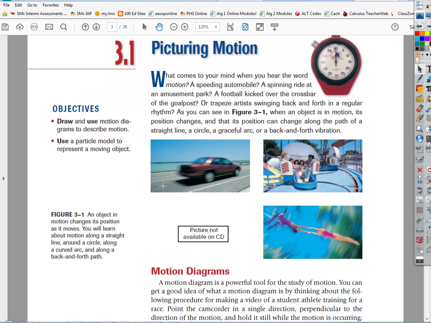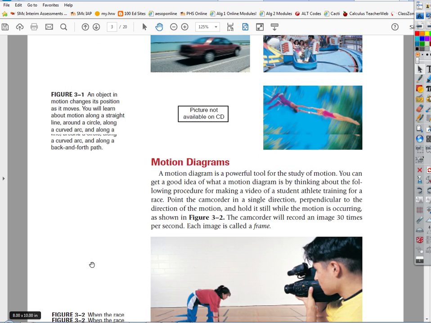I don't know if it's the greatest model, but how could you tell if something were moving faster as compared to slower? It's going to get blurrier, right? It's going to get more stretched out, okay? Same kind of thing here. Evidently, this picture is not available on CD. So it makes me wonder what that picture was. I don't know. Curious that way.